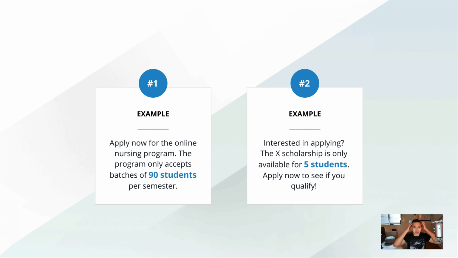So here's how you can apply it in your campaign. Apply now for the online nursing program. The program only accepts batches of 90 students per semester. Interested in applying? The blank scholarship is only available for 5 students. Apply now to see if you qualify. You can get a lot more aggressive. You could say, the program only accepts batches of 90 students per semester and there are only 3 seats left. So that's an example. You want to get a little bit more aggressive with the scarcity.